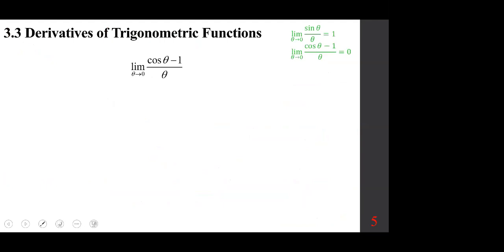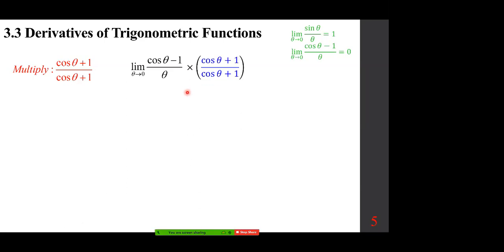The limit of cosine theta minus 1 over theta as theta approaches 0 is equal to 0. We want to prove that. And the technique is to multiply the top and the bottom by an expression which is the conjugate of the numerator. If you multiply by cosine theta plus 1 over cosine theta plus 1, the numerator becomes cosine squared minus 1, and the denominator is just right. I hope you remember sine squared plus cosine squared is 1. So 1 minus cosine squared is sine squared. So the numerator is negative sine squared.